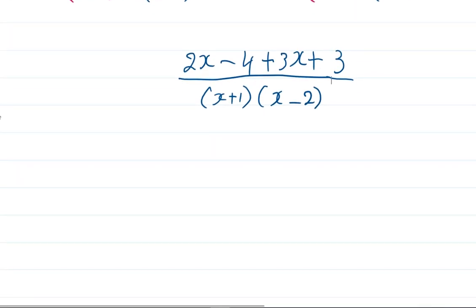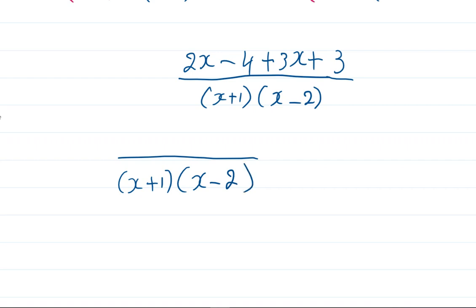Now I'm going to simplify. I have x plus 1 times x minus 2 here. Now I have 2x plus 3x. We are going to add only like terms. So 2x plus 3x is 5x, and minus 4 plus 3 is minus 1. If I check my answer before leaving it, I find 5x minus 1, there is no common factor, so I cannot simplify more. So this is in the simplest form and it will be my final answer.